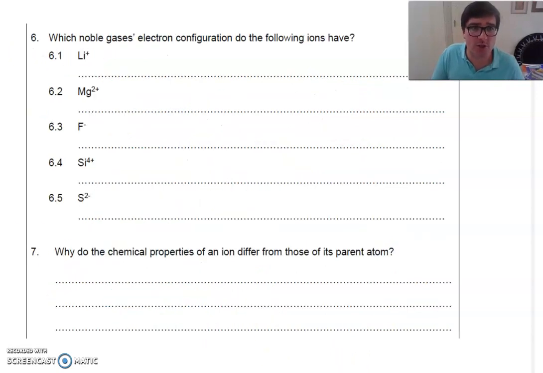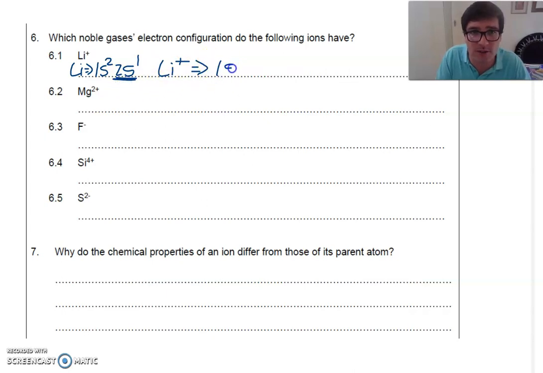If we move on to question 6, they say, which noble gas's electron configuration do the following ions have? Now, normally, lithium would be 1s2, 2s1. It will only have one valence electron. When it forms an ion, if it becomes lithium plus, what happens? To become lithium plus, it loses this 1 electron in the 2s orbital, so it becomes 1s2, which is similar to the noble gas configuration of helium.